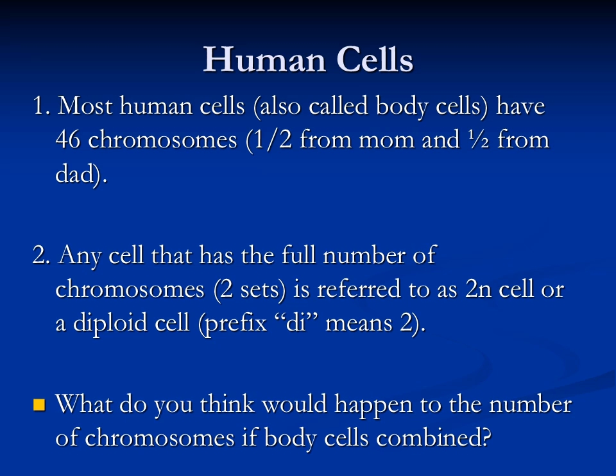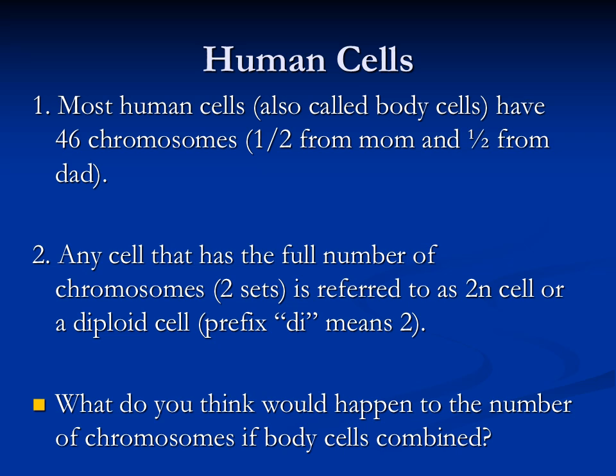In human cells, most human cells, which are also called body cells, have 46 chromosomes. Half of those came from mom and half came from dad. That means 23 from mom and 23 chromosomes from dad. Any cell that has the full number of chromosomes is referred to as a 2N cell or a diploid cell. Remember, the prefix di means two. So if you think of divorce, that's two people coming apart. Diverge, two things moving apart. So again, any cell that has the full number, which means it has two sets, is referred to as a diploid cell or a 2N cell.